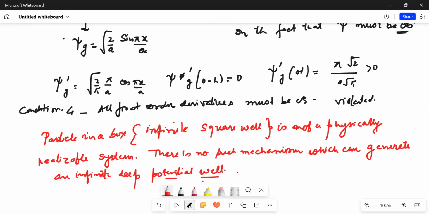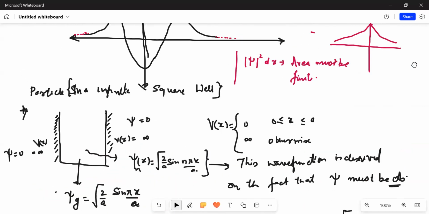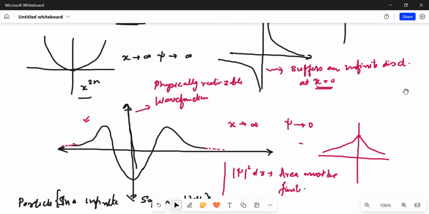Okay. So here I'm stopping. We'll see a few more violations like the Dirac delta function, Dirac delta potential, where also you'll find that condition number 4 is violated. So indeed there are violations to all these conditions, but do understand that these are the conditions for the physically realizable wave functions.